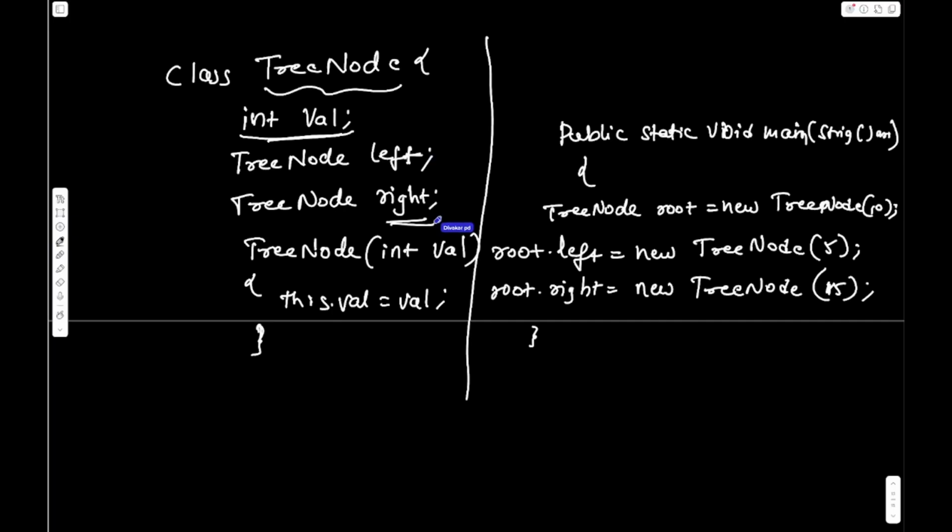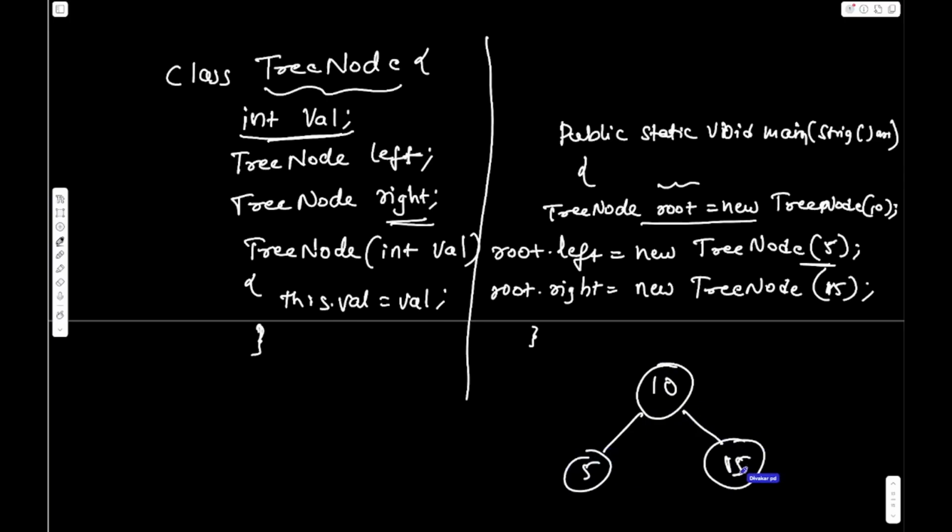So how are we going to insert into a tree? Here, we are going to create a root. Then root dot left will have a new value 5, and then root dot right will have a new value 50. So how will this tree look? 10 is the root node. Then on the left we have 5, and on the right we have 50. This is how a tree can be represented.